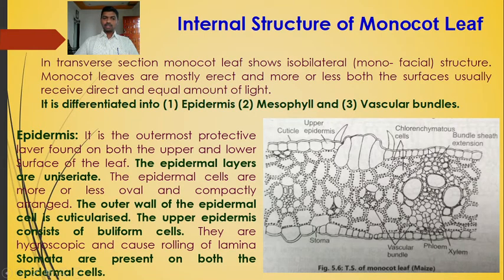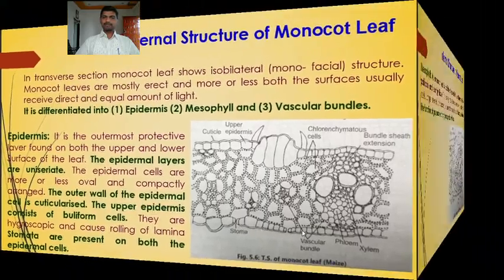Stomata are present on both surfaces of the leaf, so they are found on both the epidermal cells, upper as well as lower. Here, on the upper and lower surface, the stomata are present. So this is about the epidermis.